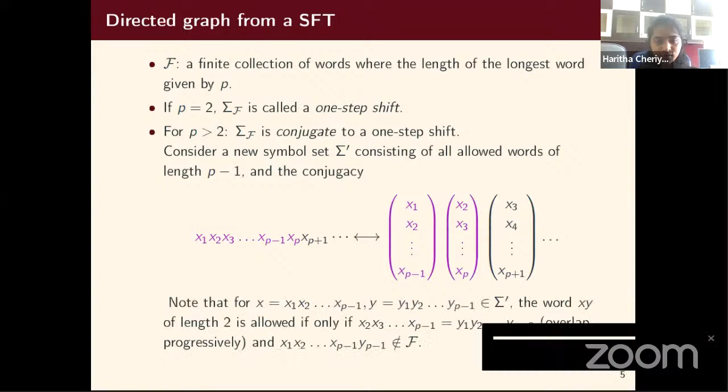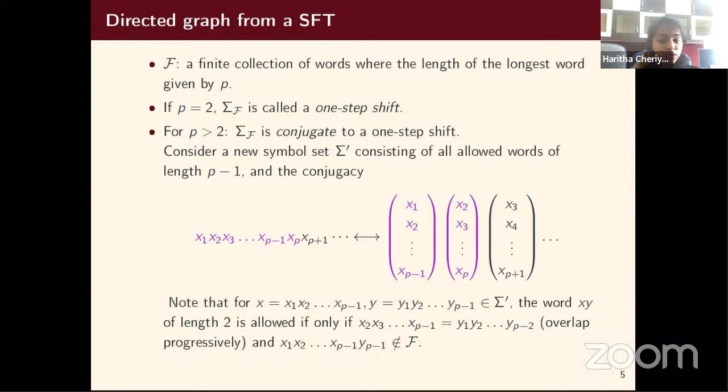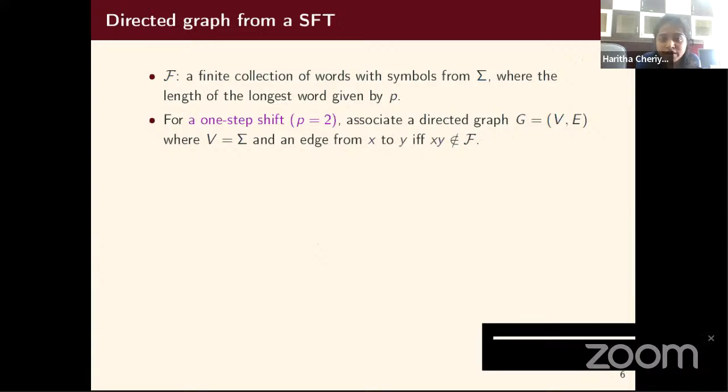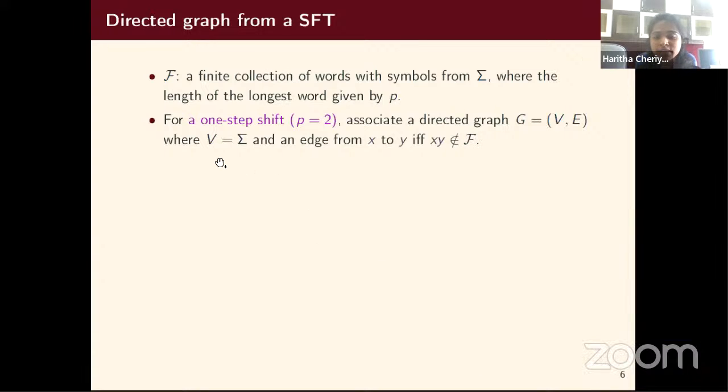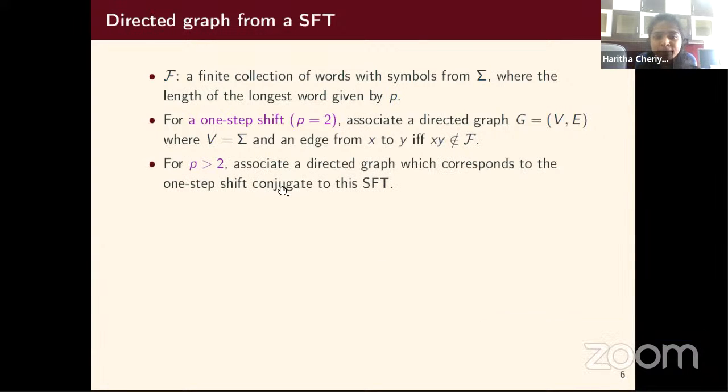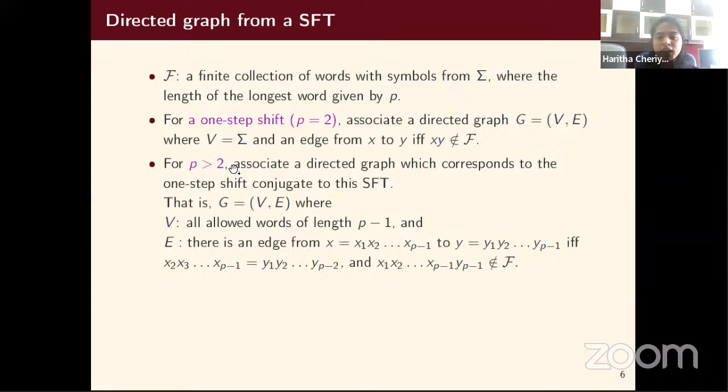So when you have a subshift with words of length 2, now you get a directed graph. It's the directed graph associated with a subshift conjugate to this subshift. And how do you get that vertex graph? V is the new symbol set, which is the collection of all allowed words of length p minus 1. And E is: there is an edge from one vertex to another vertex.